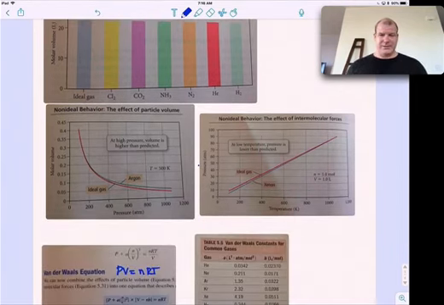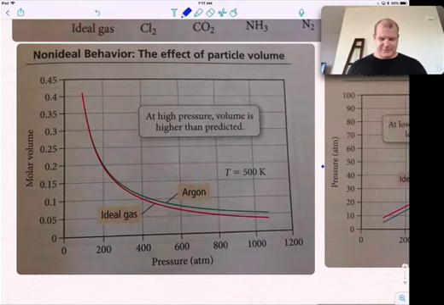Why is that? Well, if you remember kinetic molecular theory, gases have no attraction to each other. So if there is attraction, it seems like the particles are fewer. They join together, and they seem like there are fewer particles than there actually are. The second thing is the volume of the gas. If you compress it far enough, the atoms' actual size starts to give it a bigger volume than you would think. So here we go. At high pressure, the volume is higher than predicted.